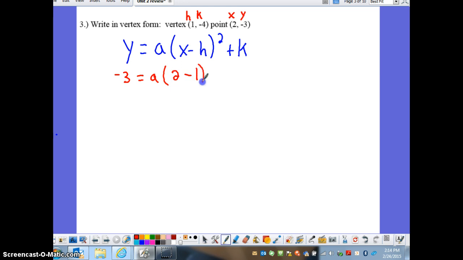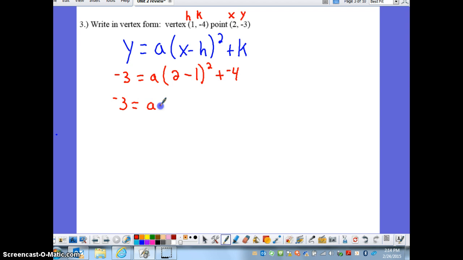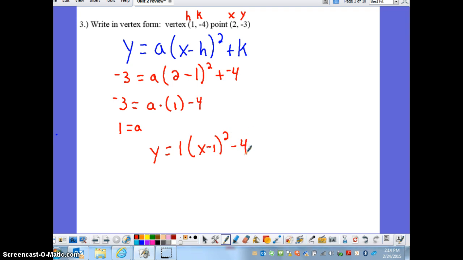2 minus 1 squared plus my -4 for my k. So -3 is equal to a times really just 1. 2 minus 1 is 1, squared is 1, minus 4. Add your 4, you get a is equal to 1. So the final answer here is y is equal to 1 times (x minus 1) squared minus 4. Remember, when you do it, you're plugging in the a, the h, and the k.